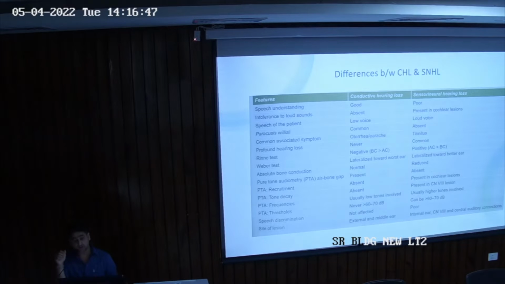Associated symptoms like otorrhea, that is ear discharge, and earache are common in conductive hearing loss, and tinnitus is more common in SN loss. Profound hearing loss never occurs in conductive hearing loss. The maximum conductive hearing loss we can get is 60 decibels, not more than that. SN loss can be profound.